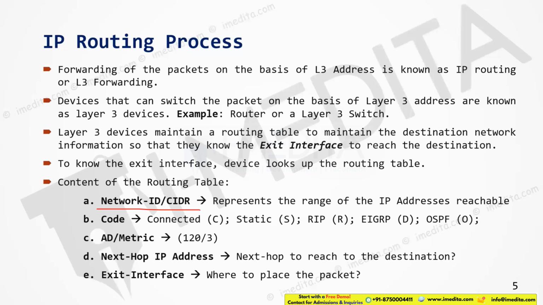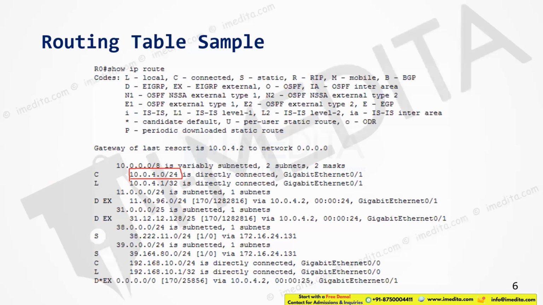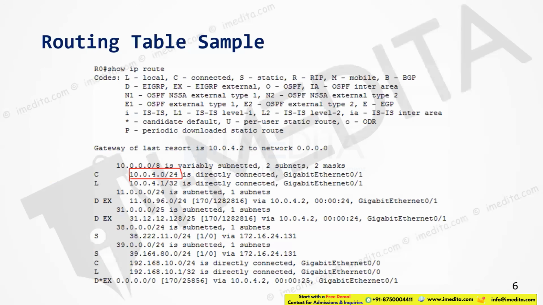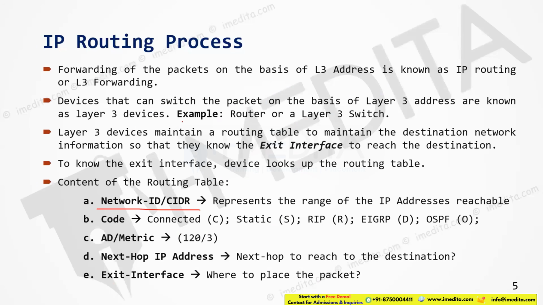We will have that next hop information maintained as well in the routing table. So the routing table includes the network ID and subnet mask, which eventually gives you the range. Code represents how I know about that particular subnet. Then AD and metric. AD stands for the administrative distance, the trustworthiness of the routing information source. Metric is how the particular protocol has calculated the best path. The best path is measured in terms of metric, like hop count, composite metric and so on.